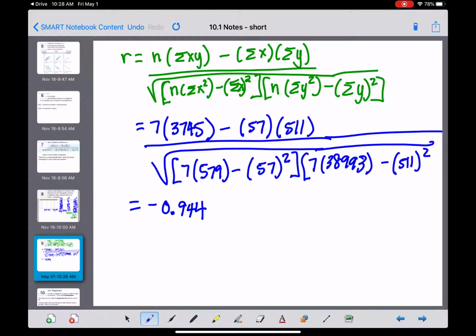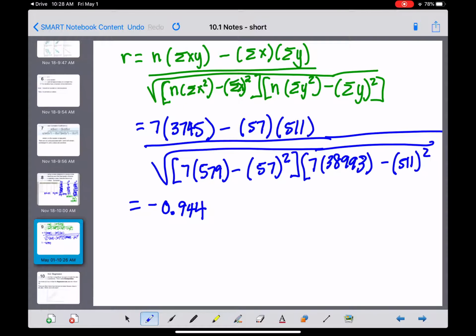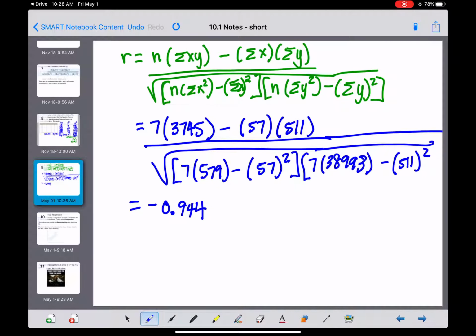So that is our correlation coefficient. What that means is that there's a pretty strong negative correlation, meaning that as the number of absences goes up, the grade goes down. So it's pretty close to -1. So that's your R value. That's what it means. The other thing to know is that if it's a negative R value, then it's a negative slope.